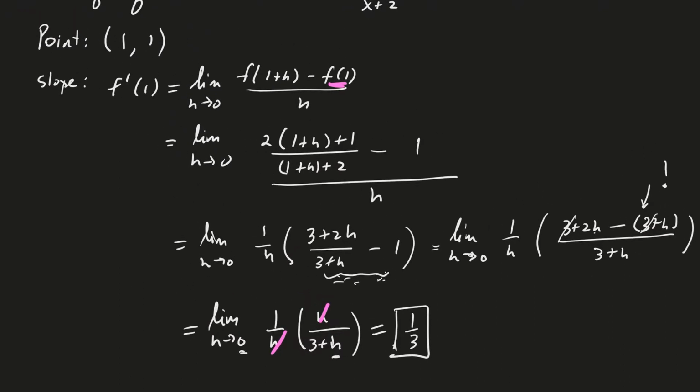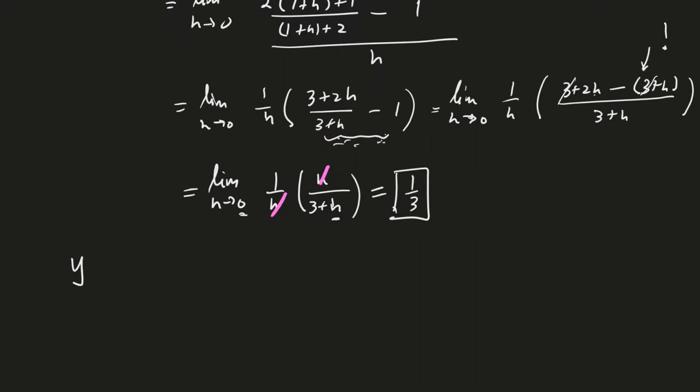So now we have our point and our slope, and now we can write the equation of the tangent line. y minus 1 equals 1/3 times x minus 1. Very good.